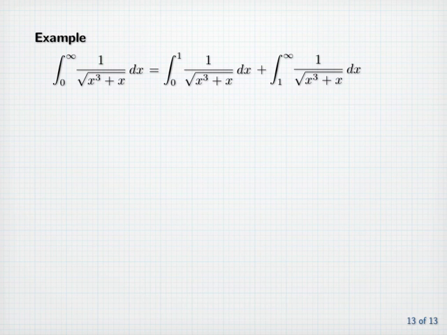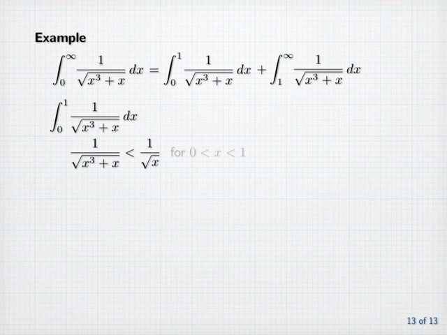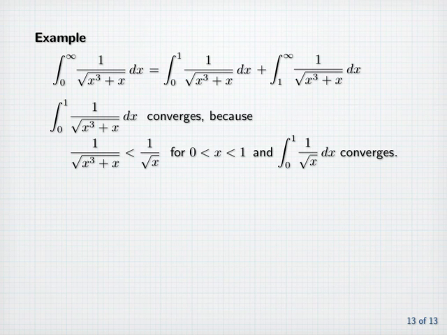Now let's consider the first integral on the right, the integral from 0 to 1, and let's notice that the integrand is less than 1 over the square root of x when x is between 0 and 1. In fact, that's true for all positive x. And fortunately, we know that the integral from 0 to 1 of 1 over the square root of x dx converges, since that integrand is 1 over x to the p, where p is less than 1. Therefore, the integral from 0 to 1 of 1 over the square root of x cubed plus x dx converges.